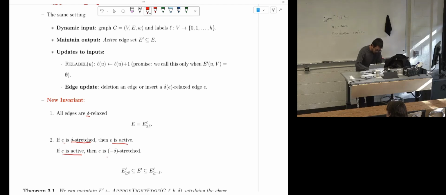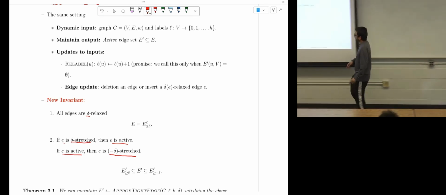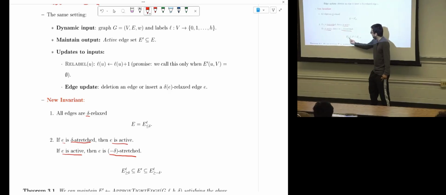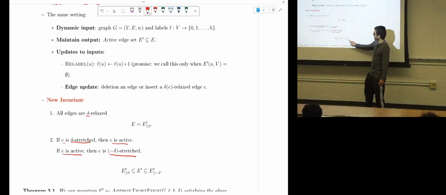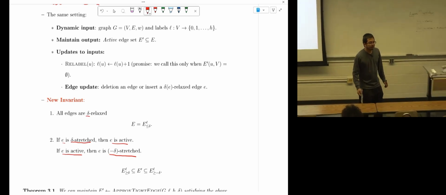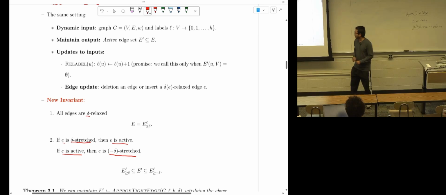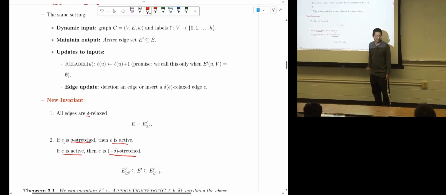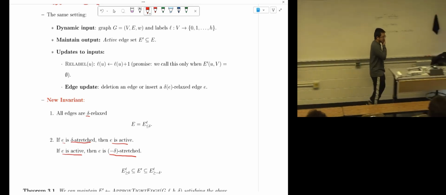And if it's active, then it's minus delta stretch. So if it's really stretched by more than delta, it should be active. And if it's active, it should be quite stretched, but you allow this slack. Each edge has its own threshold, each edge has its own delta. We just use this as the notation. Got it. Okay. All right.